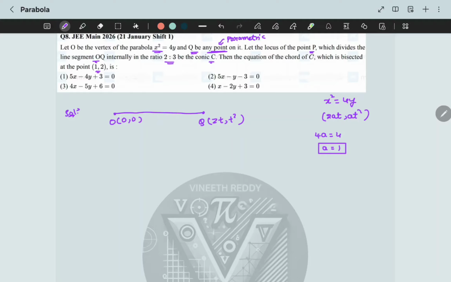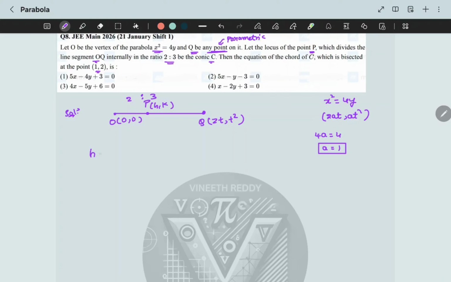Dear students, make a note of it. Unlike the previous questions, here the parametric x and y coordinates are reversed, right? Because the curve is symmetrical with respect to the y-axis. Anyways, let the locus of the point P which divides OQ internally in the ratio 2:3. That means now point P will be closer to origin. I hope you understood this because the ratio is 2:3. Let me take the coordinates of P as (h, k).